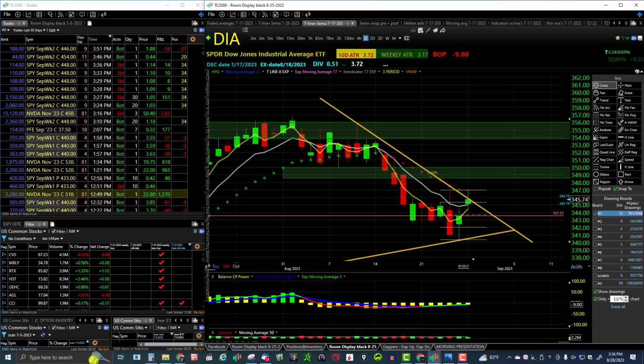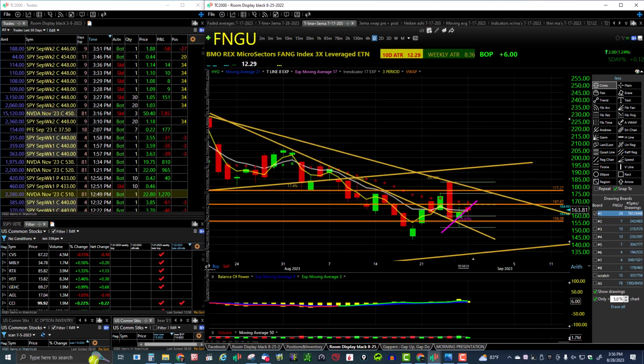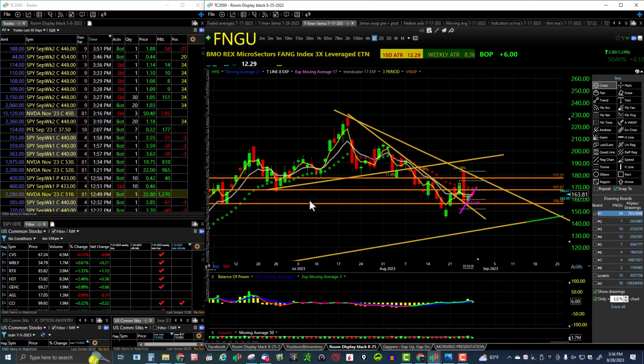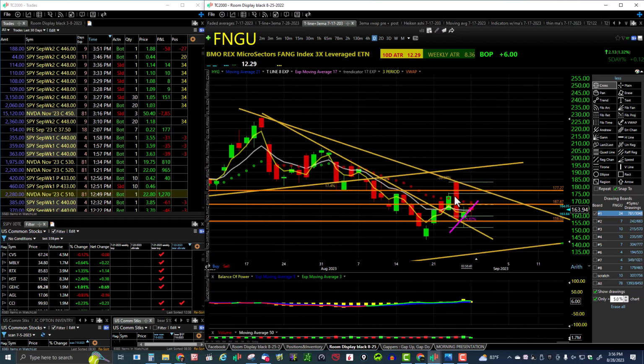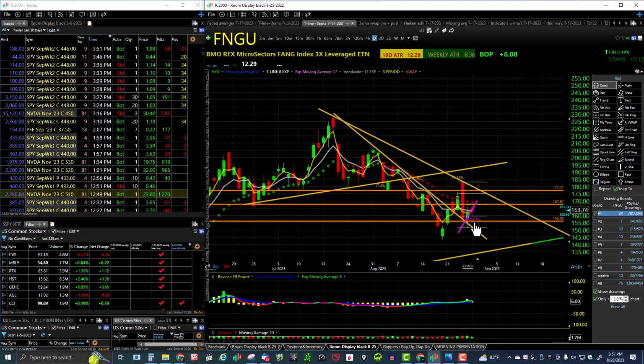All right, so now let's take a look at, we did IWM, did FNGU. So here's FNGU below the neckline here. And here is a lower high. And so far, they could not make it over the midpoint, which spells to me further downside down to this uptrend line. We'll see what happens.